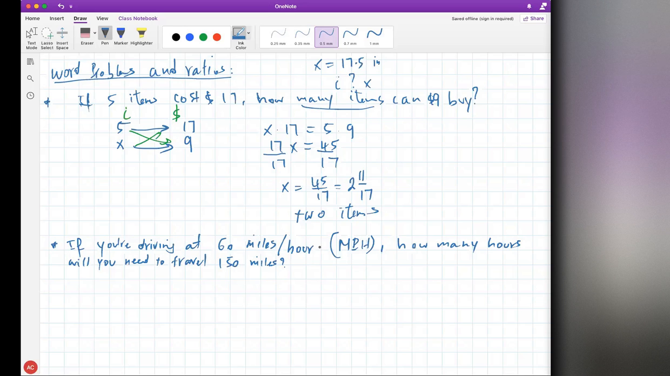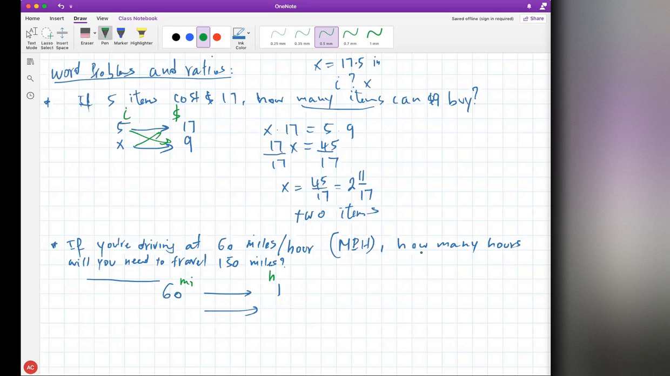So if you're driving at 60 miles per hour, how many hours will you need to travel? With this type of problem, always try to turn it into two ratios, and the rest should be simple. Based on this, what is the first ratio? It's 60 miles to 1 hour, so 60 to 1. That's what the problem said. The other one is 150 to X. This side is for miles, and this side is for hours.